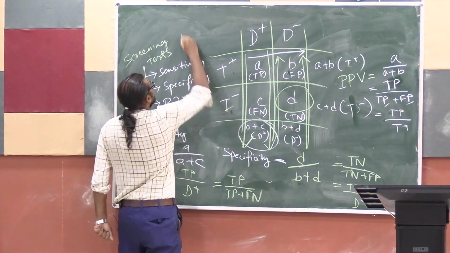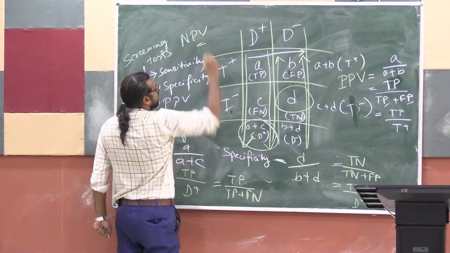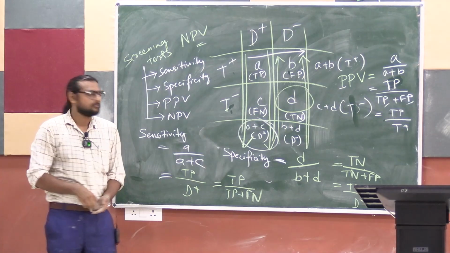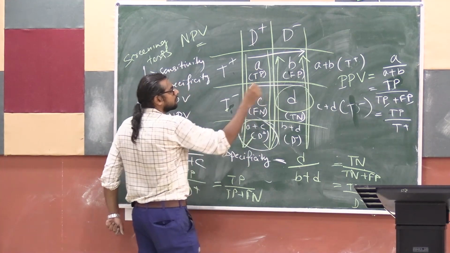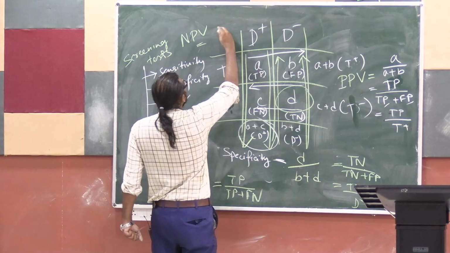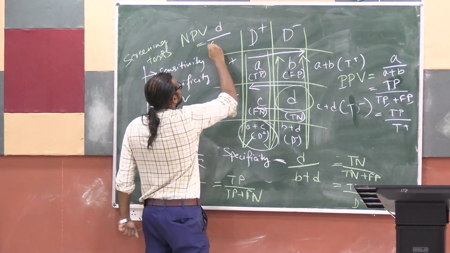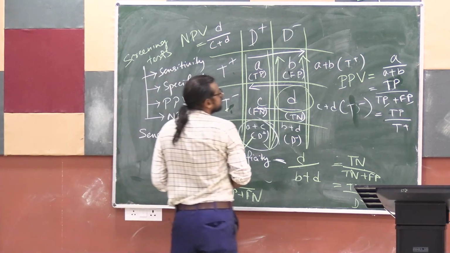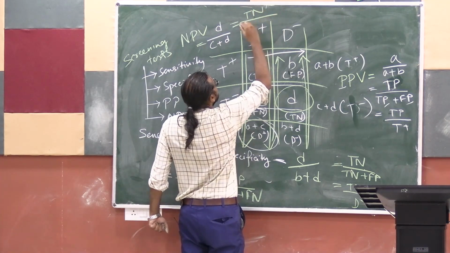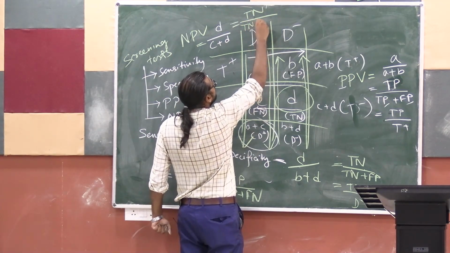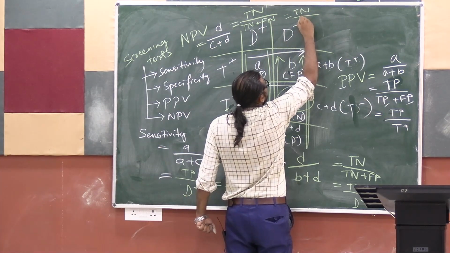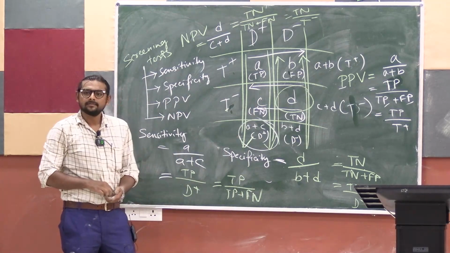Now let's talk about negative predictive value. The test results yield a negative result. What is the probability that I don't have the disease? This line. Correct? D by C plus D, which can also be written as true negative by true negative plus false negative, or true negative by test negative. Can be written, right?